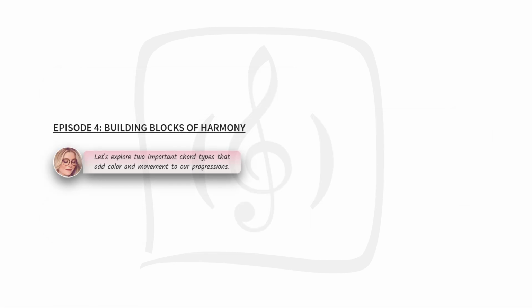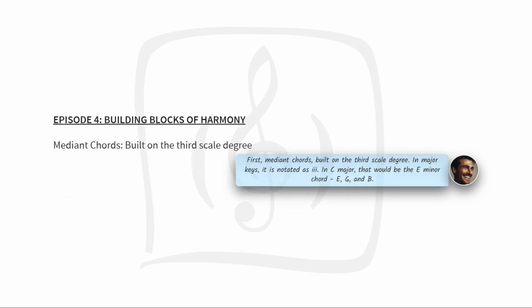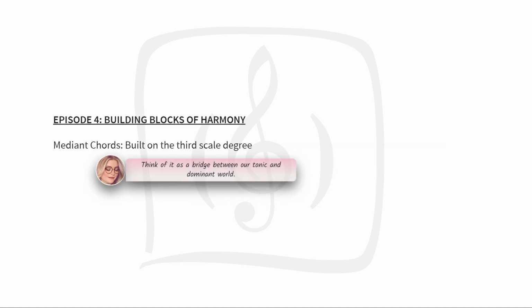Let's explore two important chord types that add color and movement to our progressions. First, mediant chords, built on the third scale degree. In major keys, it is notated as lowercase 3. In C major, that would be the E minor chord, E, G, and B. Think of it as a bridge between our tonic and dominant world.